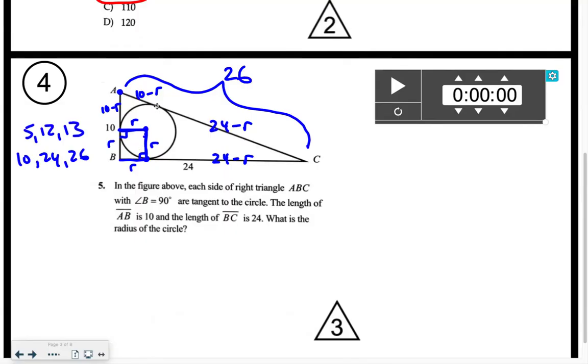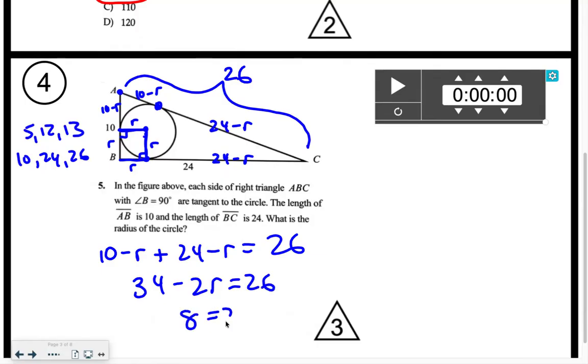Finally, if I look at this point, that segment, 10 minus R, plus this segment, 24 minus R, has to equal the 26 for the whole hypotenuse that I did in the beginning. And then from there, it's pretty easy. 34 minus 2R is 26. 8 is 2R, and I eventually get the radius to be 4.